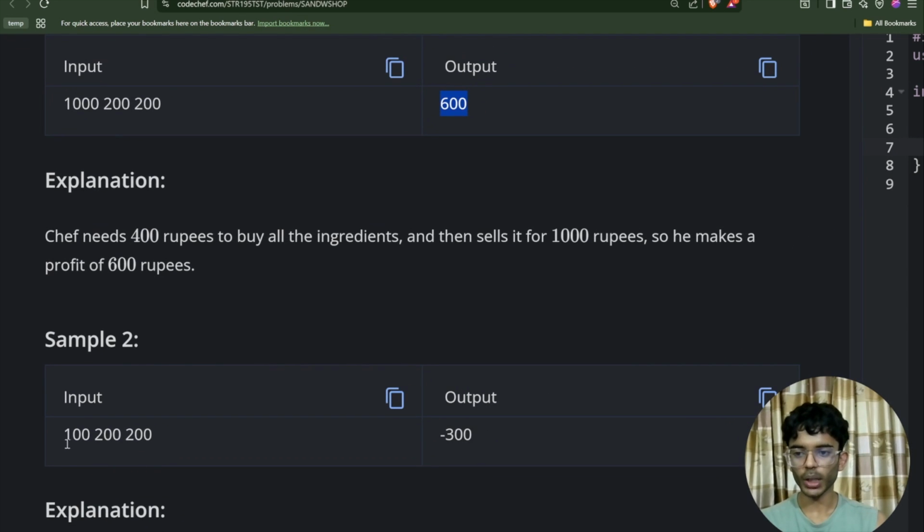Now in the second input, we are given that chef sells the sandwich for 100 rupees, but the cost of bun is 200 rupees and the cost of vegetables is 200 rupees. So the overall result that chef makes is 100 minus 400, that is negative 300, right? So 300 is the loss that chef makes. So now for the solution, all we need to do is take in the input of A, B, and C and print A minus (B plus C), right?